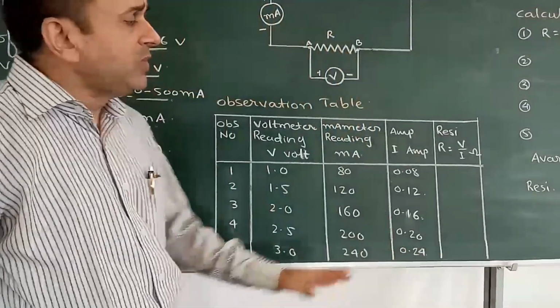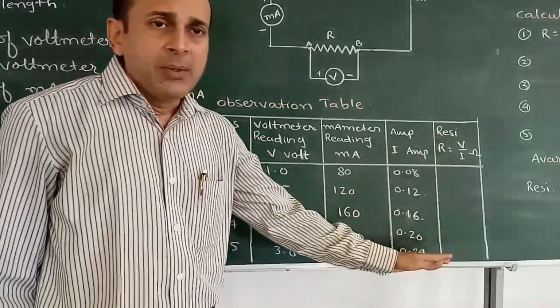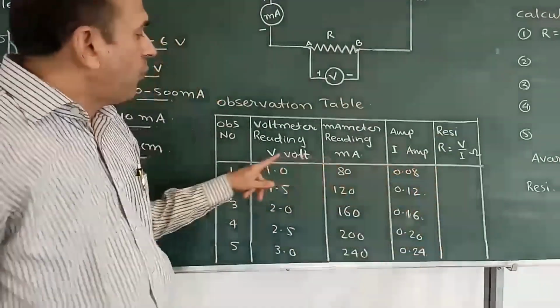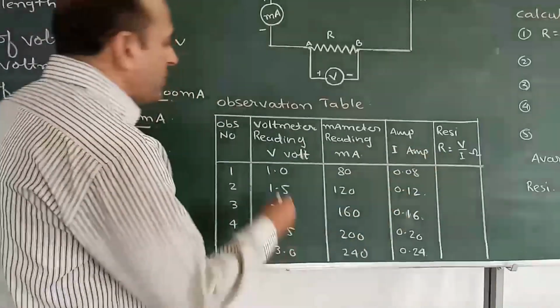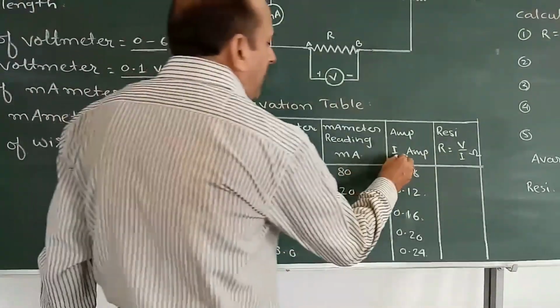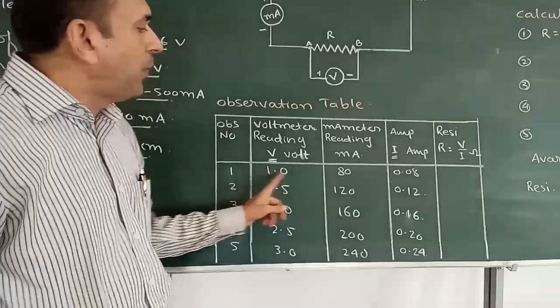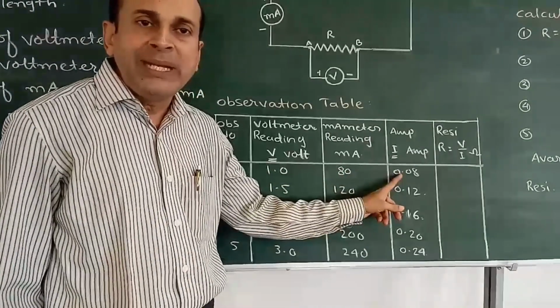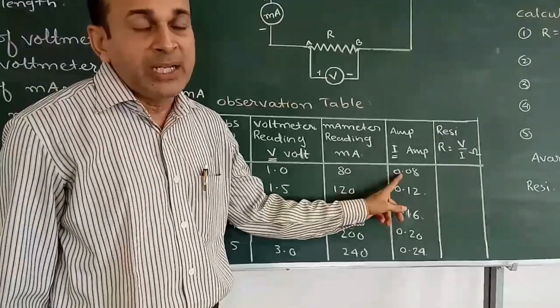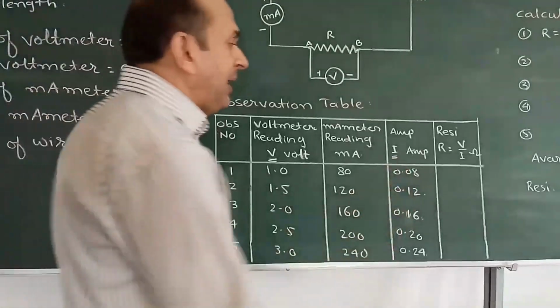Now we have the last column. Okay, how will you calculate? There is voltage dividing by ampere. So this is voltage and this is ampere, and the division of this, that is 1.5 dividing by 0.08, will be 112.5. So you write here the first.